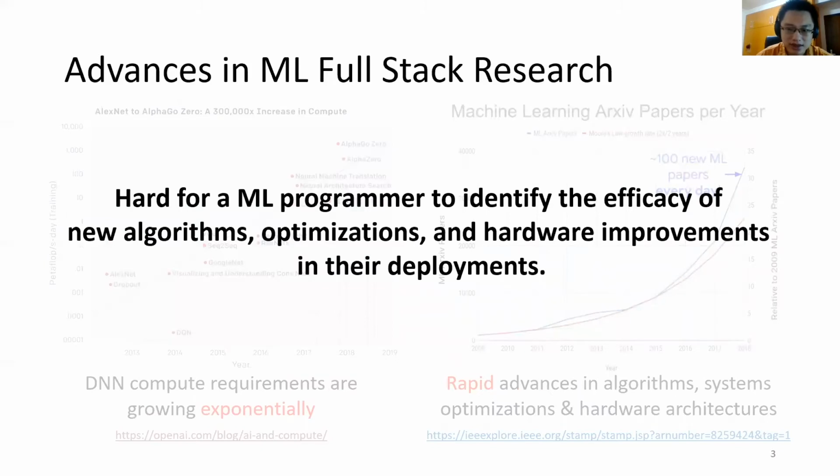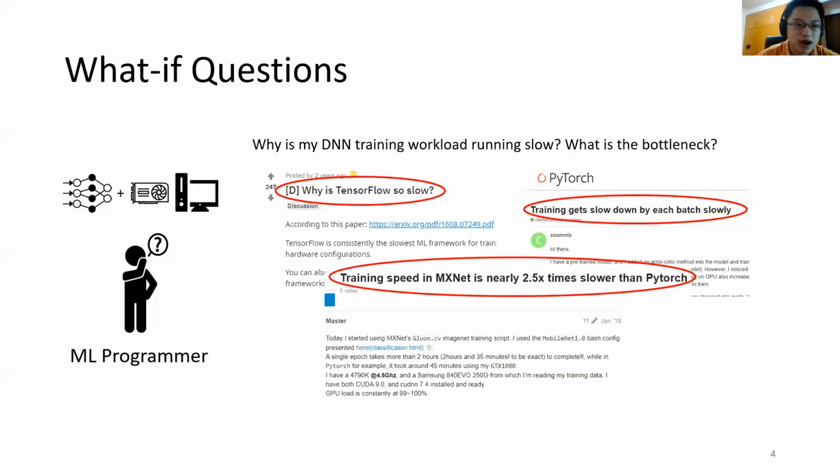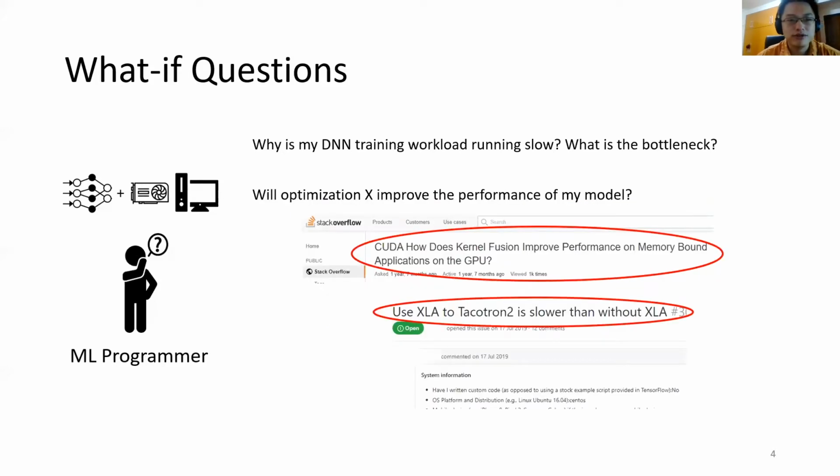However, despite these advances, it's not easy for machine learning programmers to identify the efficacy of these proposals in their own deployments. So imagine a machine learning programmer who just developed a DNN model on his or her machine. And since the training could take like days or weeks, it's very common for him or her to ask questions like, why is my DNN training work running slow? What is the bottleneck? Or what if I implement certain optimization? How well will that improve the performance?